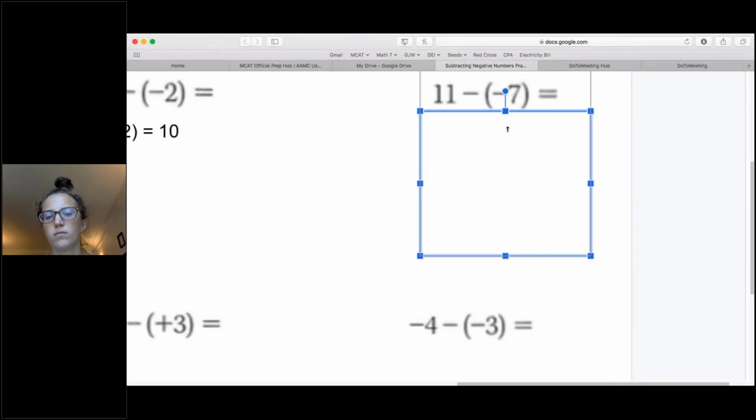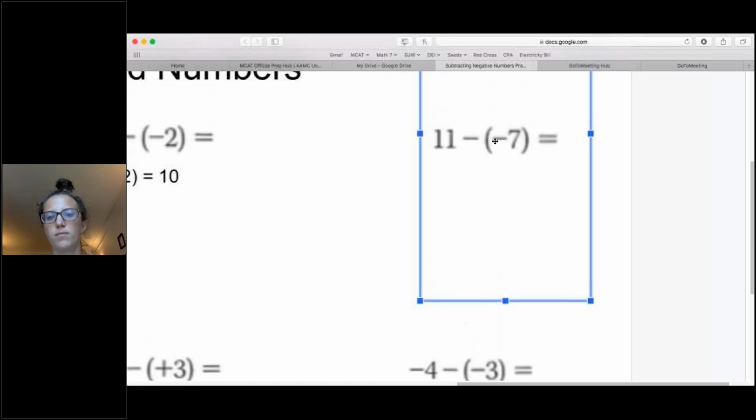So that's 11 plus positive 7. Mm-hmm. So that's 18. Perfect.